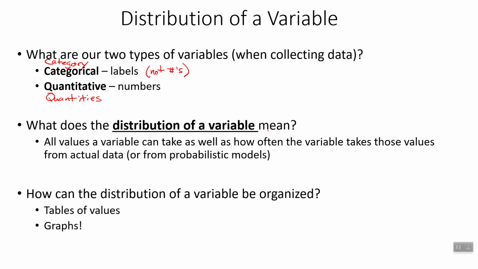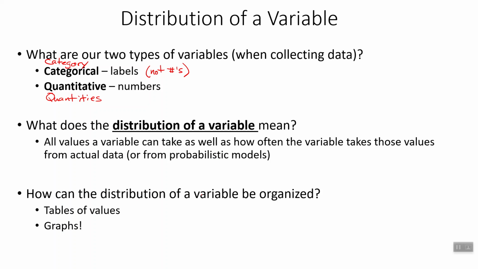All right, so what does the distribution of a variable mean? That's what we're doing when we're making these graphs. We're really looking at the distribution of a variable. Well, it includes all the values a variable can take, as well as how often the variable takes those values, from actual data or from some sort of model, maybe a probabilistic model that we'll look at later on in the year when we look at probability.